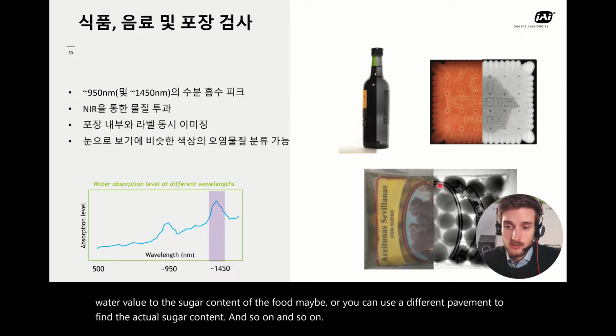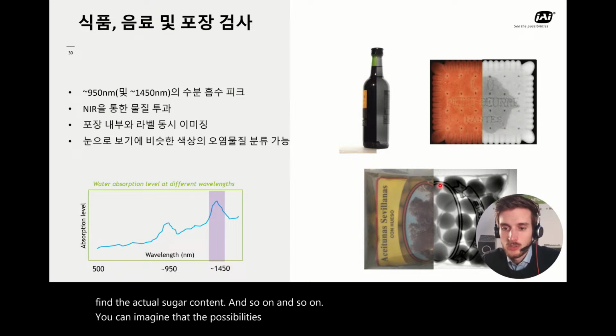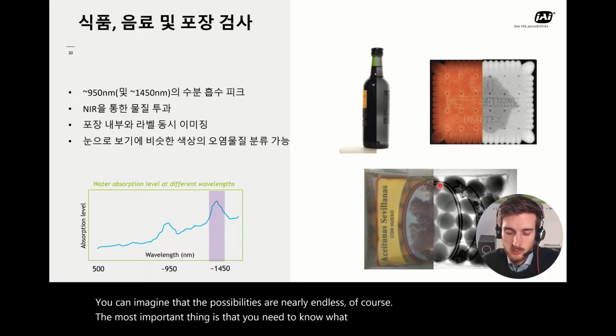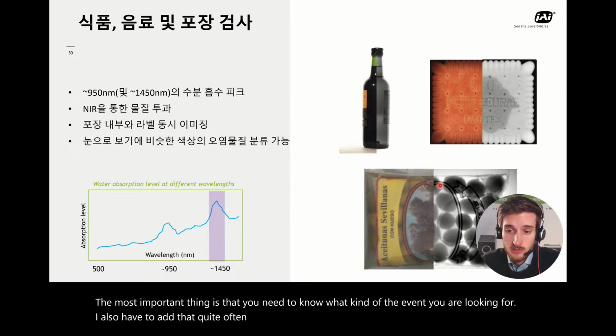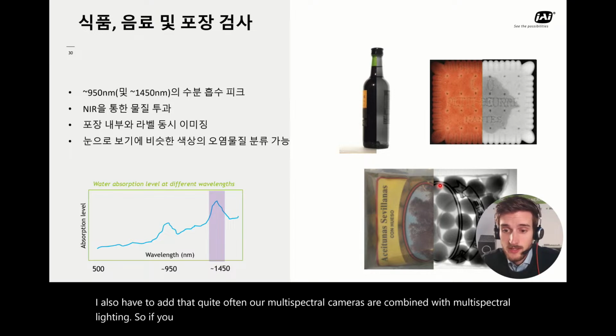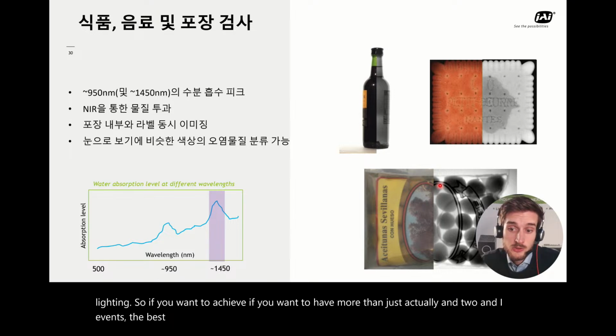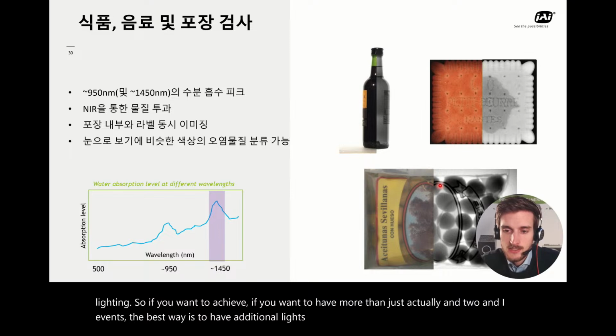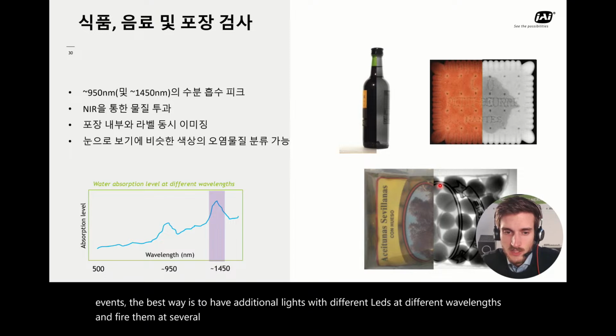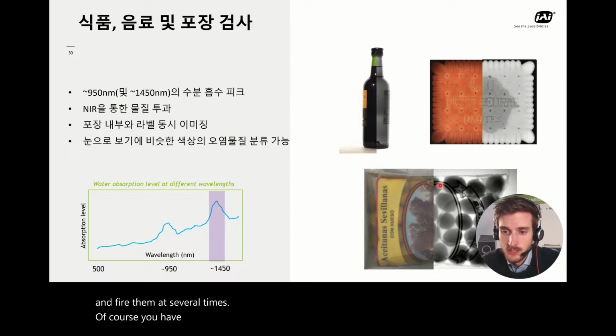You can imagine that the possibilities are nearly endless. Of course, the most important thing is that you need to know what kind of waveband you are looking for. I also have to add that quite often our multispectral cameras are combined with multispectral lighting. So if you want to have more than just RGB and 2 NIR wavebands, the best way is to have additional lights with different LEDs at different wavebands and fire them at separate times. And for that, of course, you have all the necessary general purpose inputs and outputs on the camera.